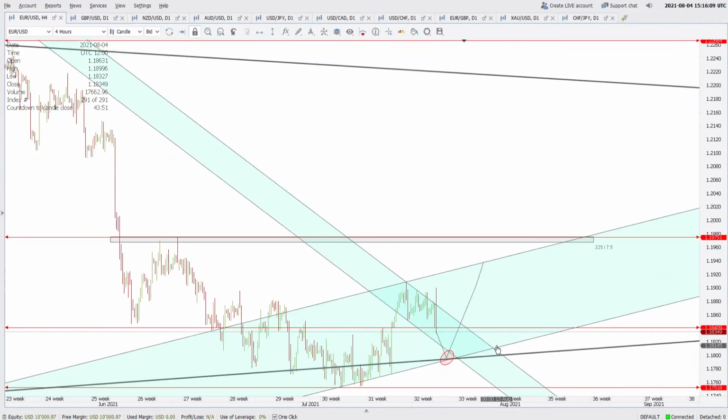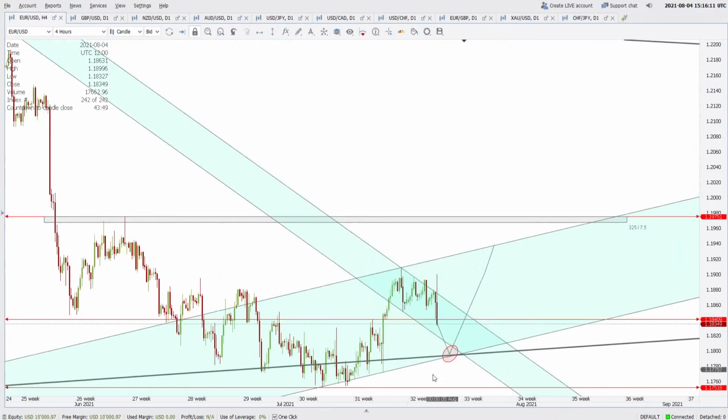On the upper side, we have resistance. If this channel is intact, which I think it will be, then this resistance line will be a dynamic resistance for the price in the coming days, and of course 1.1975 is what we are expecting the market to reach soon.